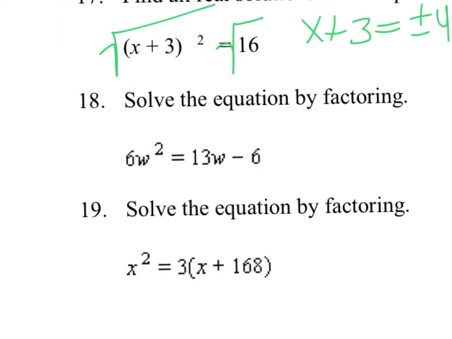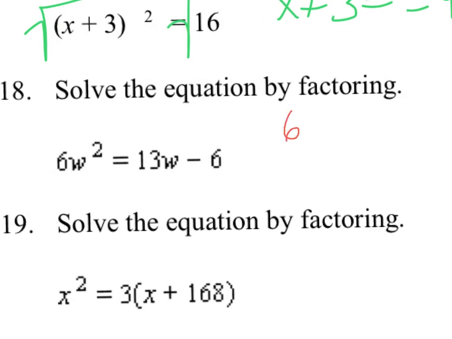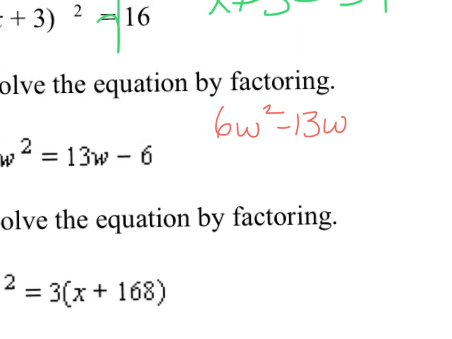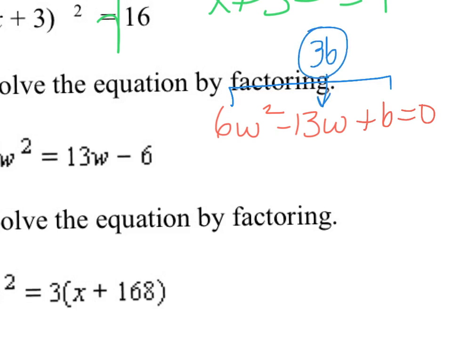If I'm going to solve by factoring, that means everything needs to be where? On the same side. So if I move everything over, I have 6w squared minus 13w plus 6 equals 0. My a term is not 1. So 6 times 6 is 36. What are the factors of 36 that multiply to give me 36 but add to give me negative 13? 9 and 4. Great. What kind of 9? What kind of 4?